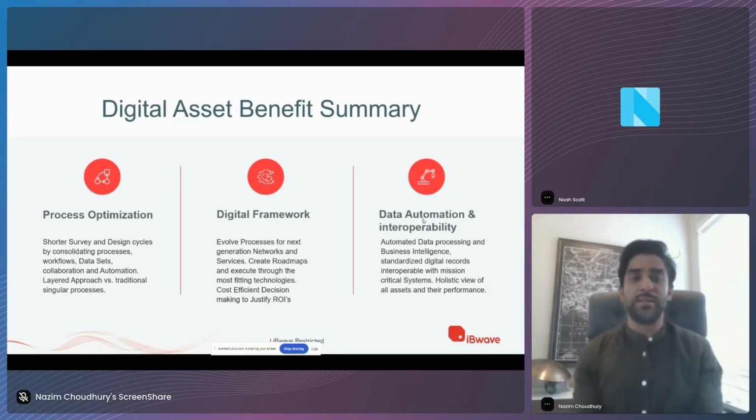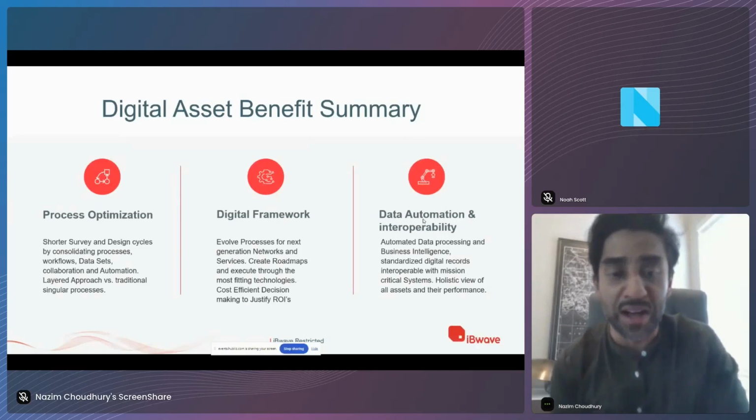And my last point before I close off is just about that data interoperability and understanding how your network is performing at all times, at all costs. So I'll stop right there.